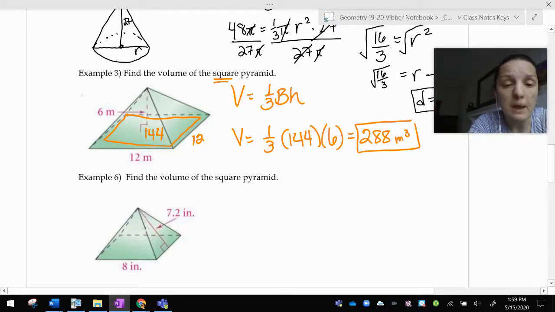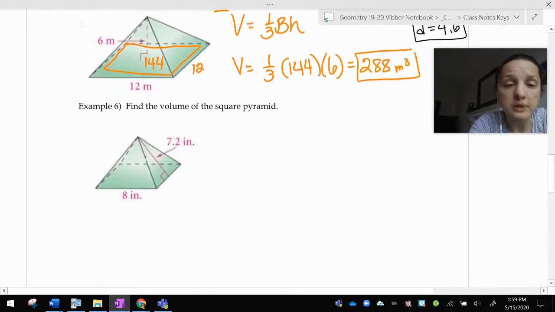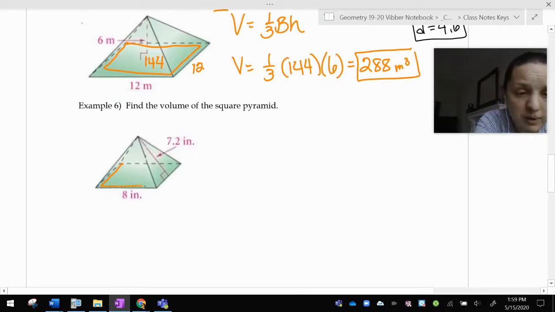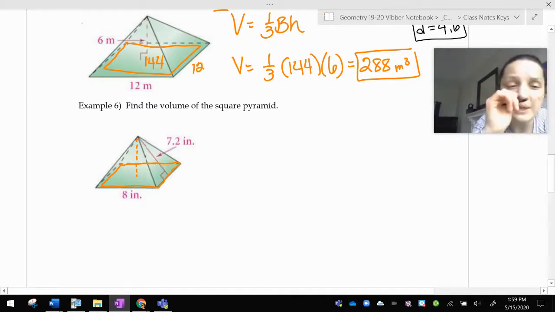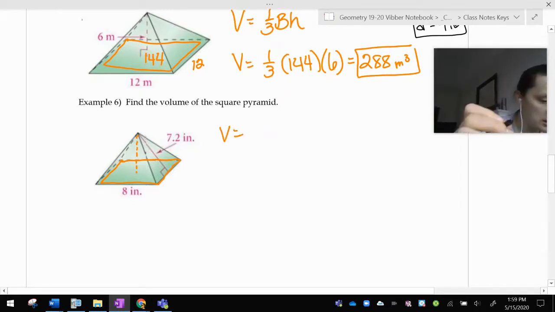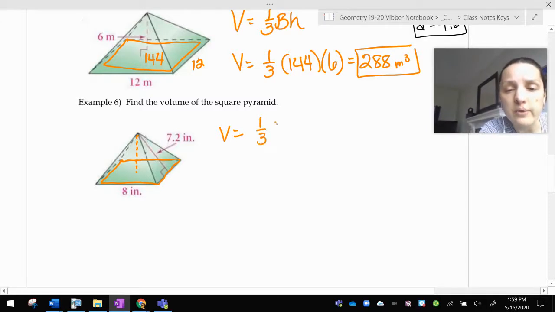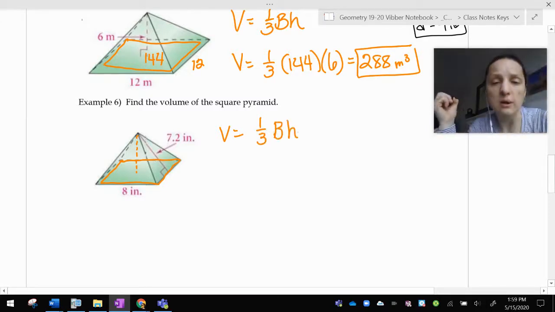Easy peasy. Find the volume of the square pyramid down here. Okay, so I need the area of the base times the height. Uh-oh. Well, they didn't give me the height this time. They gave me the 7.2. Not sure how that's helpful yet. But the volume is going to be 1/3 the area of the base times the height.